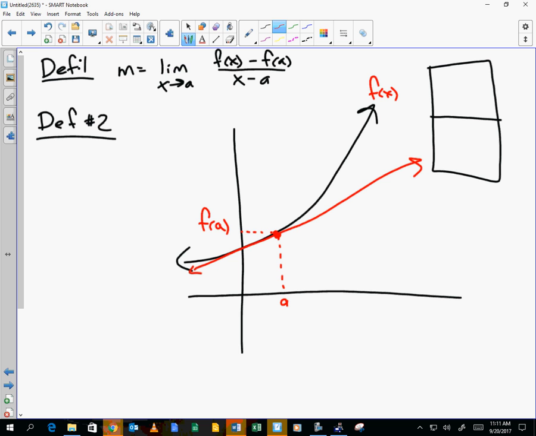Now, unlike the previous definition, I'm not going to choose a second point to be x. Rather, my second point, I'm going to choose to be x plus h. Whoop, I'm sorry. A plus h. Sorry about that.